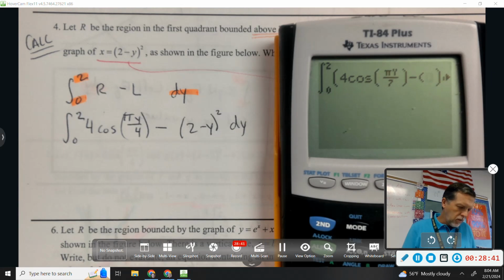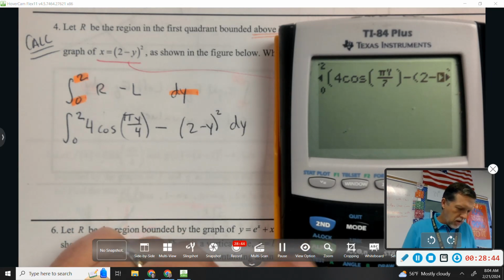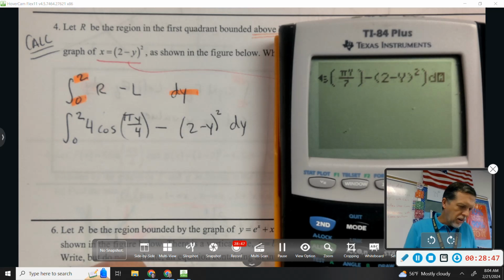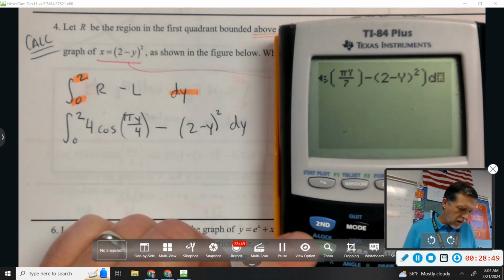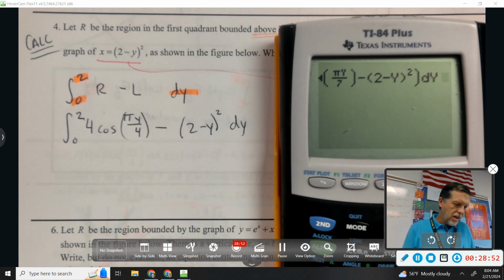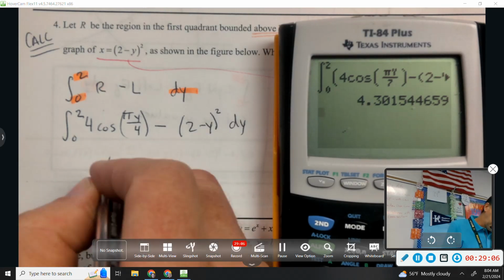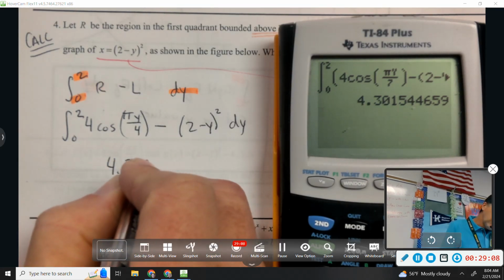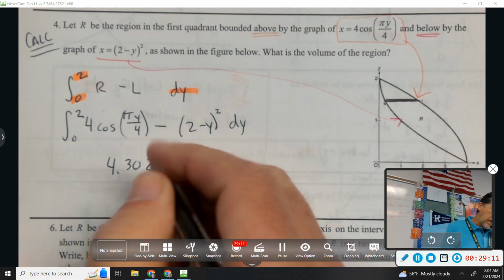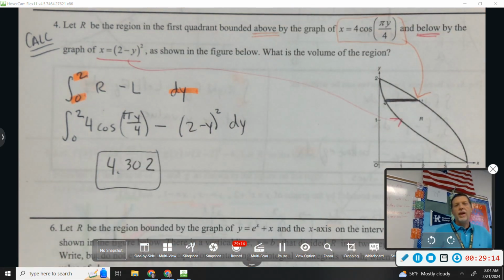minus parentheses 2 minus y squared dy. I think I got all that in there the right way with all the parentheses in the right spot to square the right thing and to cosine the right thing. .302. So yeah, how do I know that's right? I don't. Other than it's positive, so at least that means I got the right minus left thing correct.